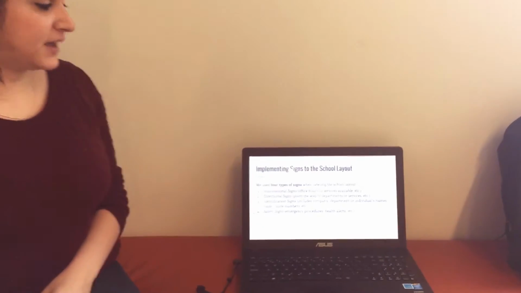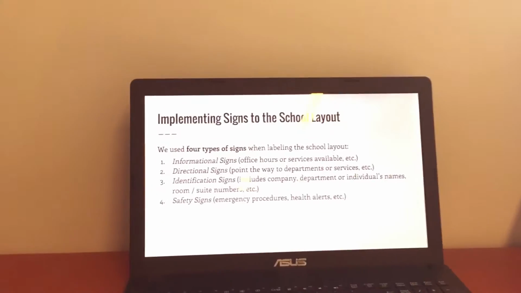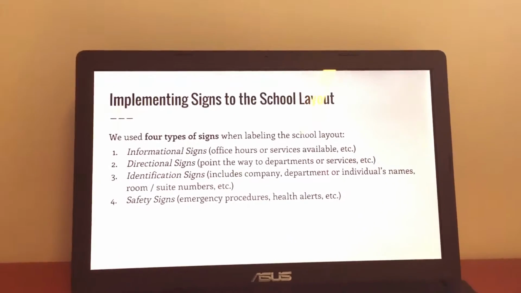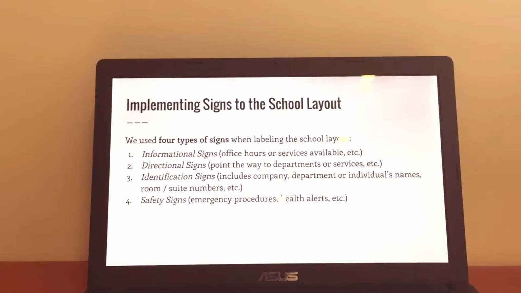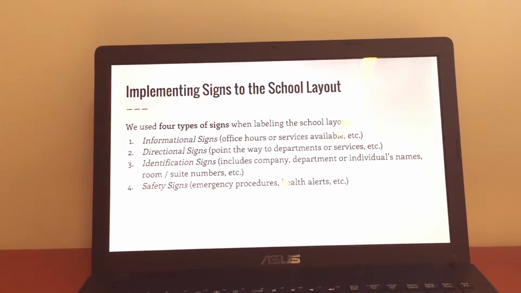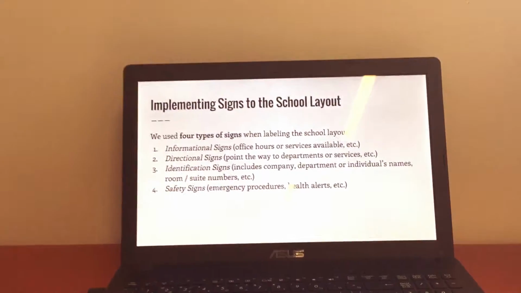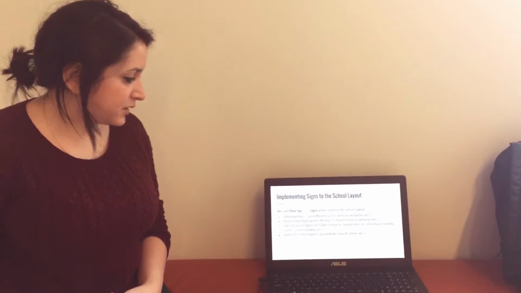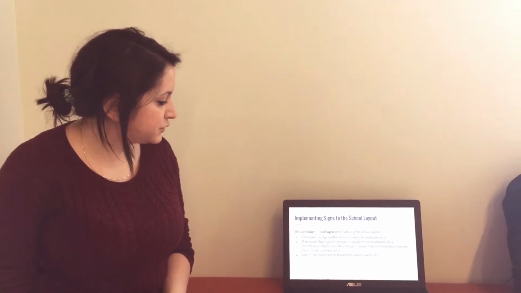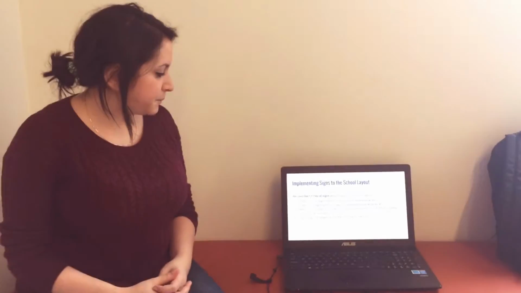In terms of implementing signs in the school layout, I used 4 types of signs, starting with informational signs. These signs inform the person about the location, so it could be office hours or services available. The second type is directional signs, which give a person direction to where they want to go. The third type is identification signs.